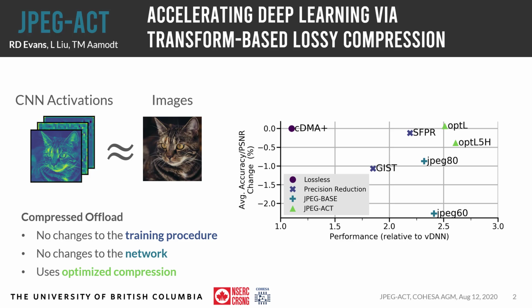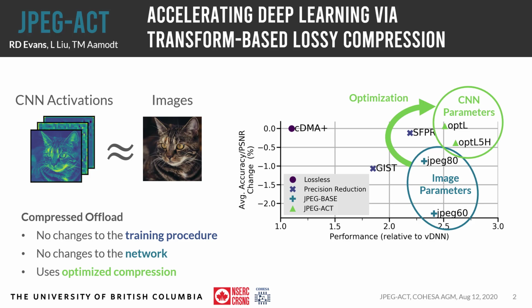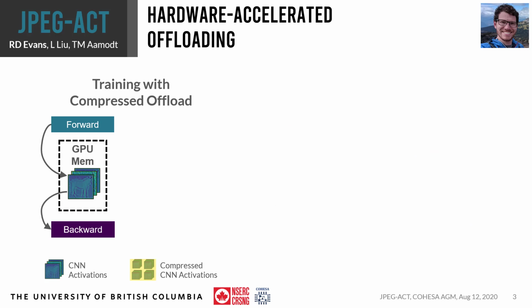I have a summary of our results on the right, where better are to the top right. Compressing the activations using JPEG leads to higher performance but a low accuracy. The JPEG parameters are optimized for image compression, so when we optimize them for CNNs, we significantly improve accuracy. JPEG-ACT accelerates offloads by adding a compression-decompression unit, or CDU, which is connected to the GPU.